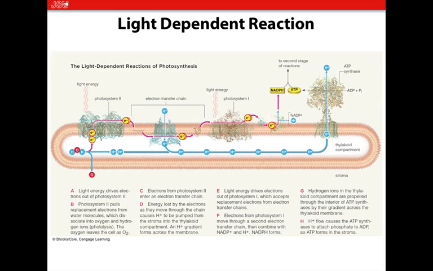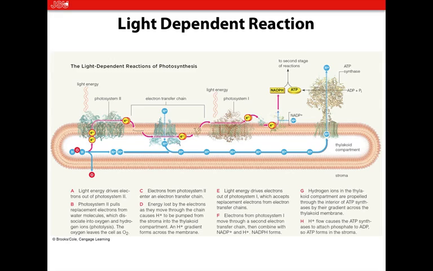Electrons go to the next photosystem, somewhat in the middle. See photosystem 1? Light energy of a particular wavelength comes in and boosts those electrons to a higher energy state. Again, we lower those electrons from their energy state and we produce NADPH.